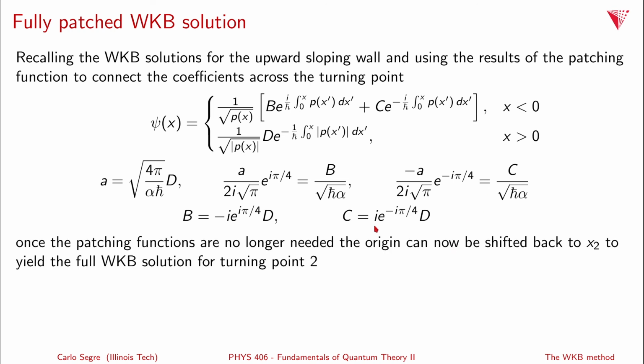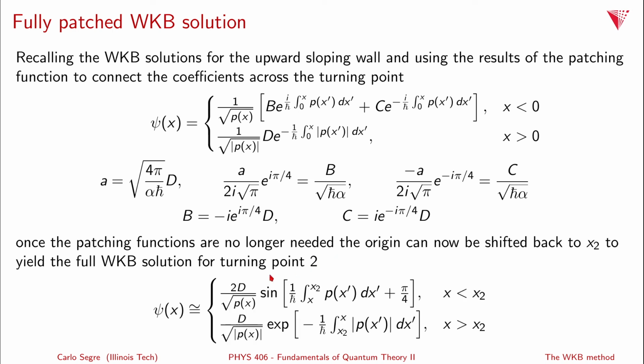And so once the patching functions are no longer needed, the origin can now be shifted back to x2, that is to the other side, to wherever it is in the well, to yield the full WKB solution for turning point 2. Remember, turning point 2 is on the positive side for a classical well. And so we now push these over where the turning point is x2. Before we had moved it to 0, now we move it back to x2.